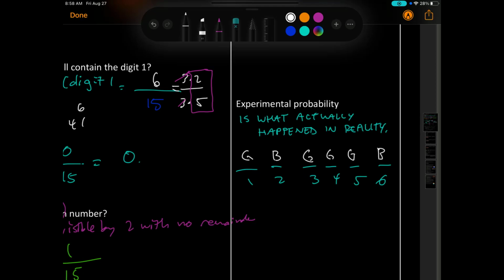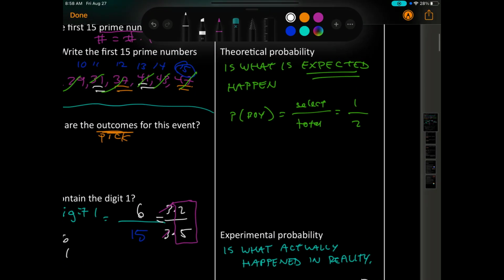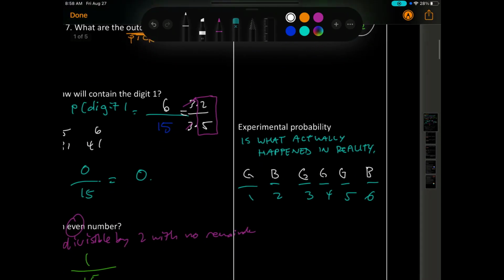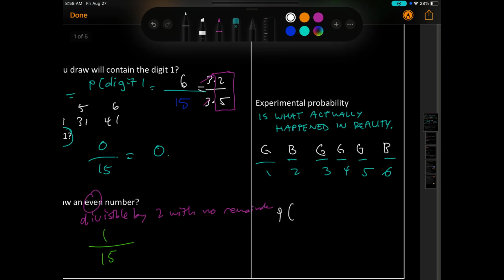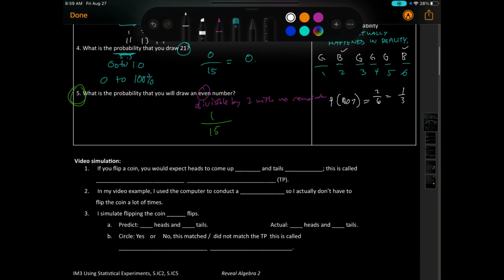So you would think that out of all these, you would have 3 boys and 3 girls, right? You expect the probability to be 1/2, but our probability of a boy, in our case, is 2 out of 6. So our experimental probability was actually 1/3. Okay. Let's move on to the next page.